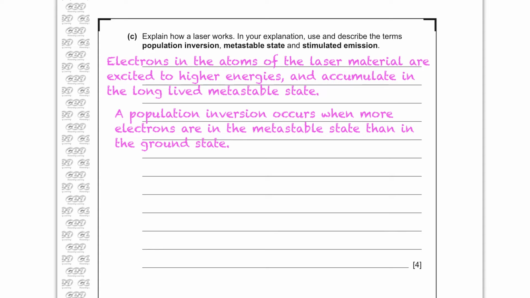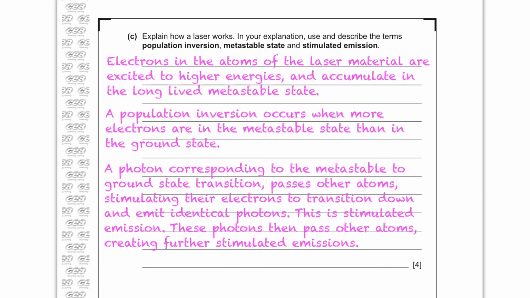And now we need to explain stimulated emission. So a photon corresponding to the metastable to ground state transition passes other atoms, stimulating their electrons to transition down and emit identical photons. This is stimulated emission. These photons then pass other atoms, creating further stimulated emissions.